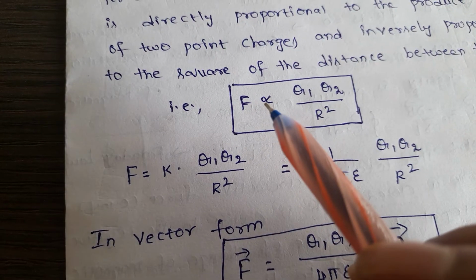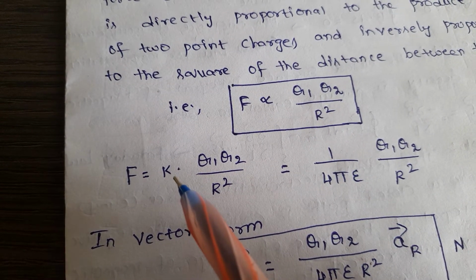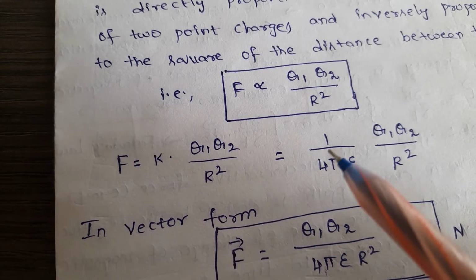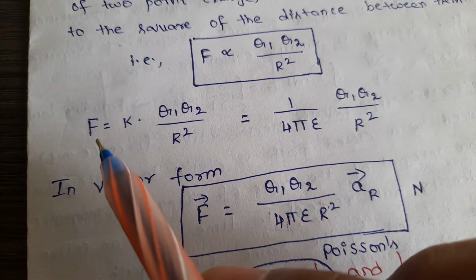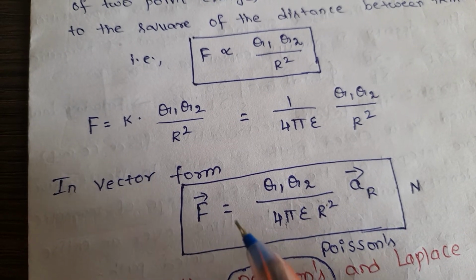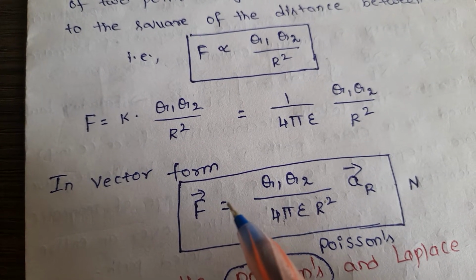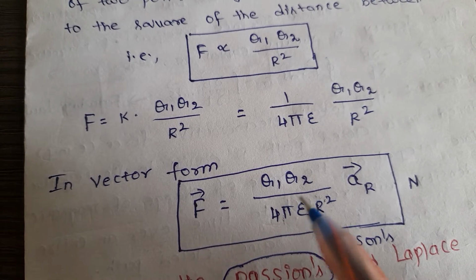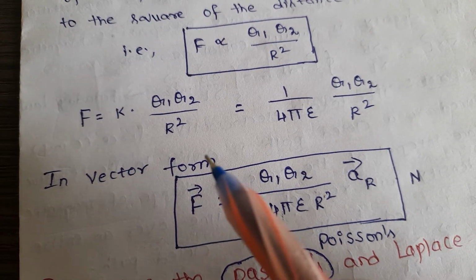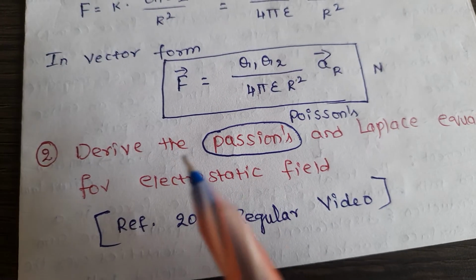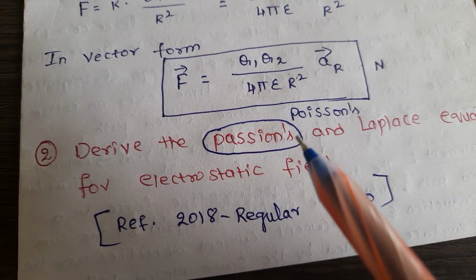Now, if you remove the proportionality constant, then it becomes k, where k is nothing but 1 by 4 pi epsilon. Then if you want to write the force in vector form, it can be written as F vector is equal to Q1 Q2 upon 4 pi epsilon r square, times the unit vector along the r direction. The units are newtons.